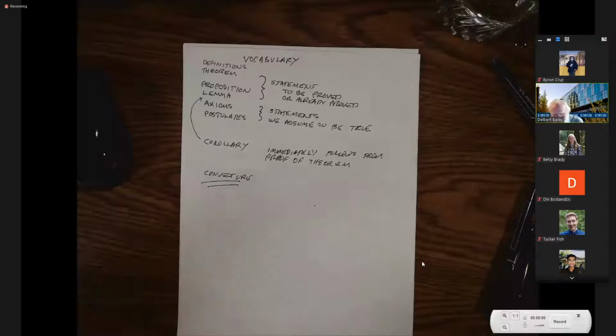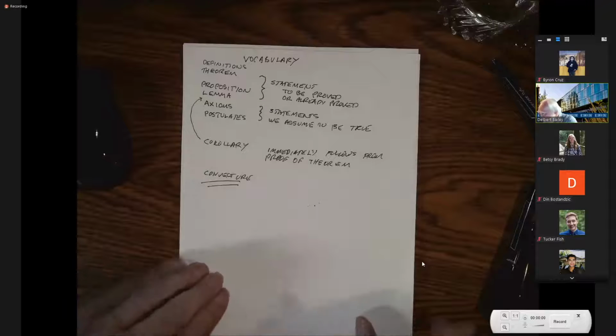So what are proofs good for? Any ideas? You guys are so quiet today. I think that what proofs are needed for is a way that we can avoid faulty reasoning. It's a way for us to feel confident that the thing that was a conjecture is true, given the definitions that we're working with and the logic that we're using.